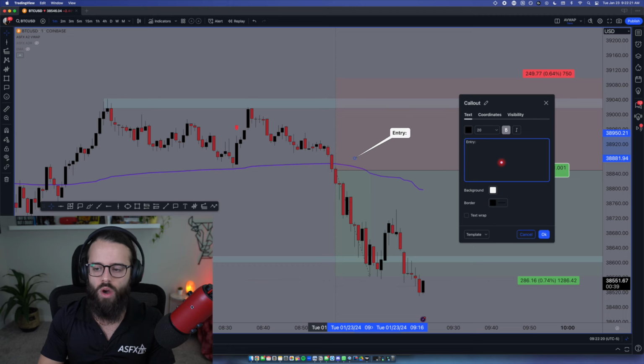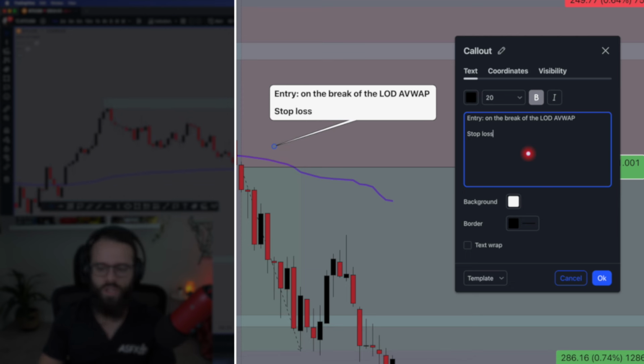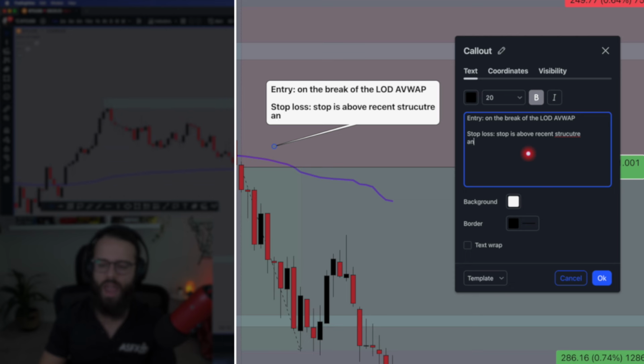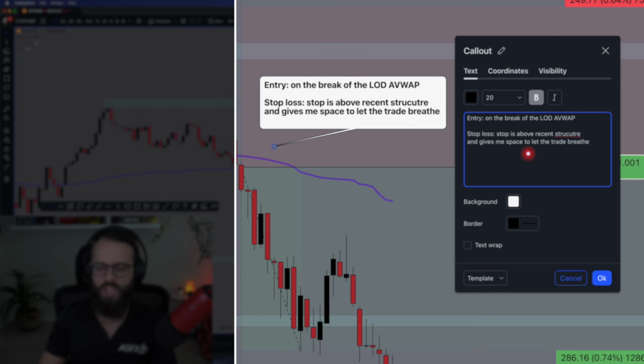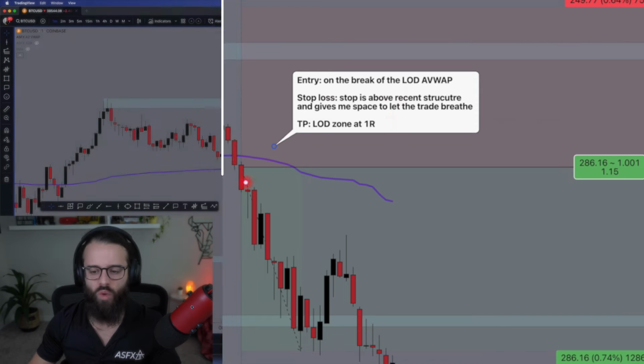So we say entry on the break of the low of day, anchored VWAP, stop loss, break down why did I put the stop there. Stop is above recent structure and gives me space to let the trade breathe. Take profit, TP, low of day zone at 1R. Now I understand what you were looking for when you took the trade.